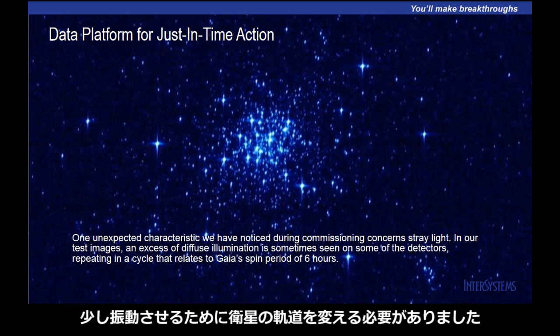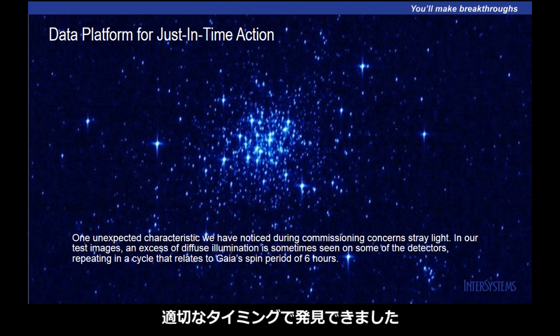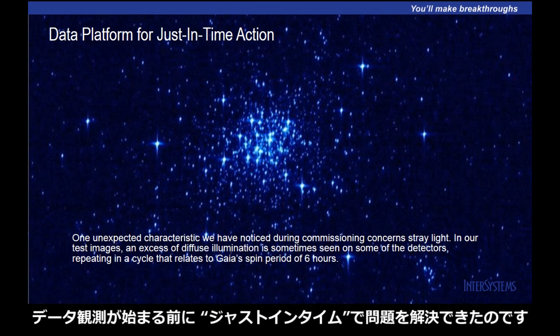So they had to change the orbit of the satellite. They had to move it out a little bit further. They had to shake it a little bit. And it took several weeks for them to fix the problem. But they found it immediately. They found it just in time. They were able to fix the problem before it got into the state of actually starting to observe the data. It's just in time.